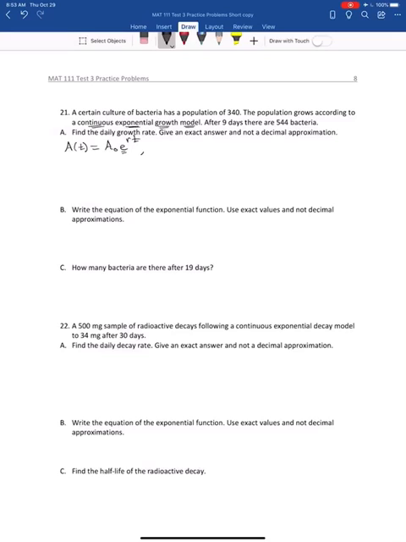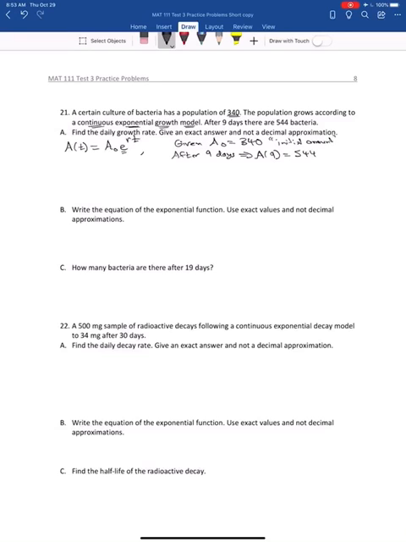So let's go ahead and talk about that. We're given a sub 0 equal to 340, the initial amount. And then we're also given after 9 days, a future amount. So we're given our t value. After 9 days, that implies A of 9, the amount in 9 days, ends up being 544 bacteria.